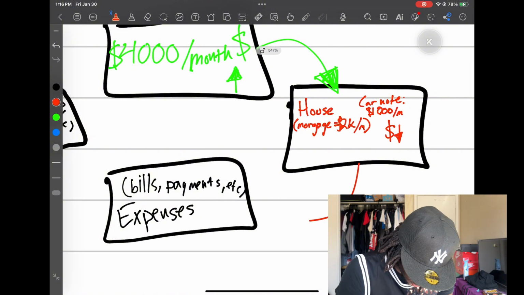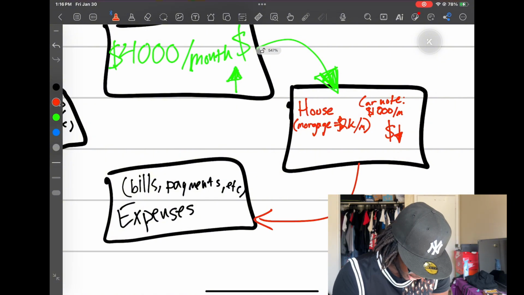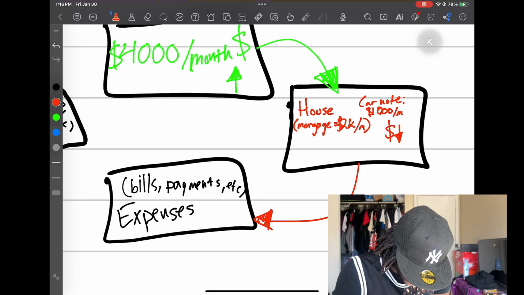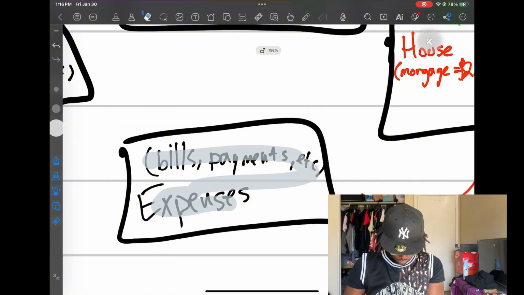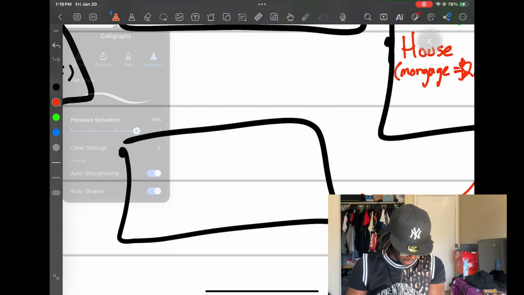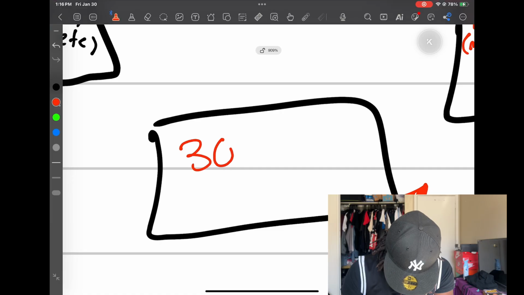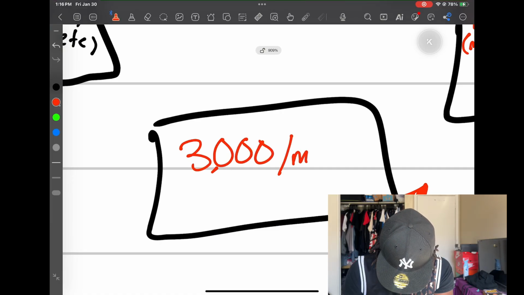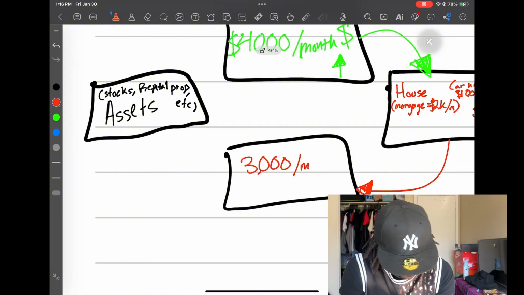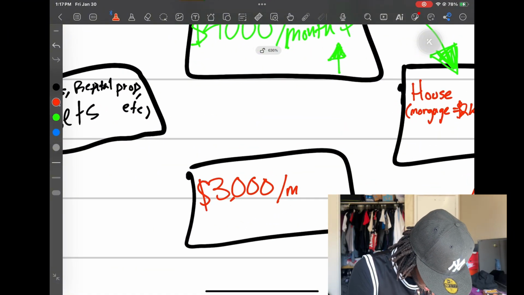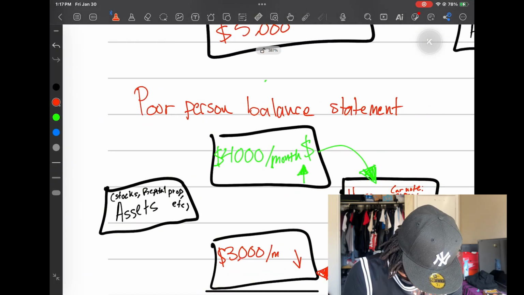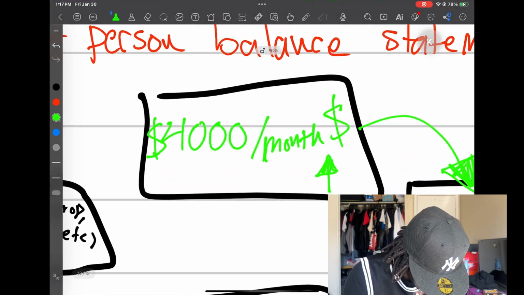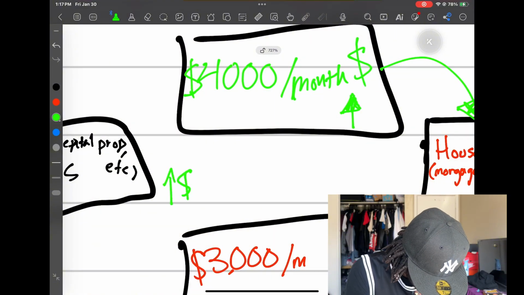So now that money goes into expenses because that's their liabilities, and their liabilities go into your expenses. The liabilities and expenses are the same thing, they're just said differently. So your expenses are now $3,000 per month, right? That's how much money they're losing every month. So now they're left with about $1,000 profit. So now they're left with a net of $1,000 of profit.